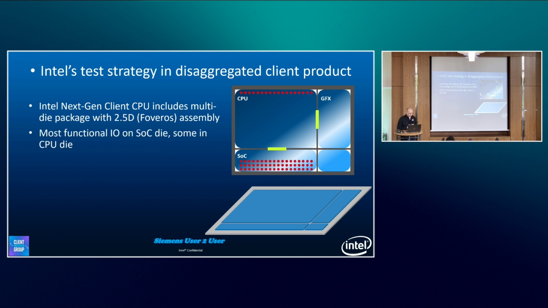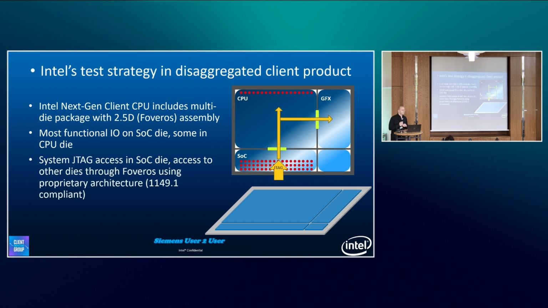In terms of functional IOs, it's important to remember this picture because we're going to come back to it when we're talking about what IOs are available for us to use. Most of the IOs in this package are in the SoC die, which handles peripherals. We have a very limited number of IOs in the CPU die, but those are high-speed DDR IOs, which for a number of reasons we cannot use for test, neither at sort nor at package part. So we're going to need different IOs. Okay, just remember that.